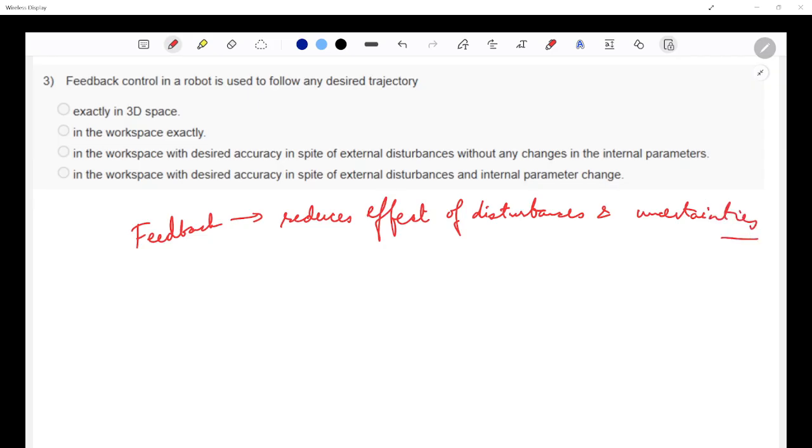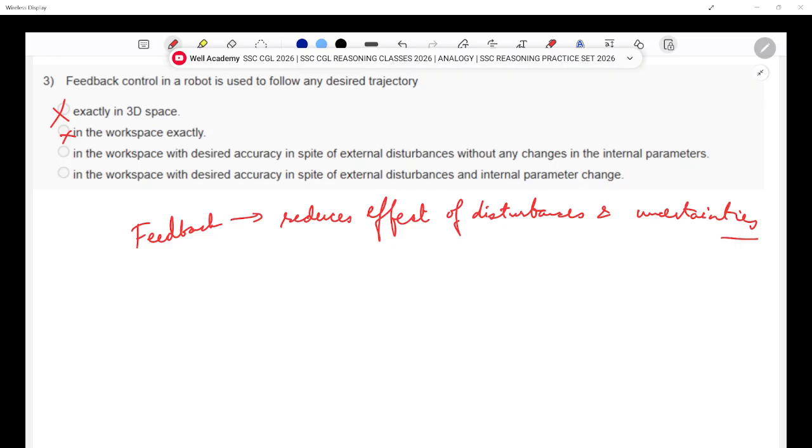Okay. So the first option is exactly in 3D space. Feedback control in a robot is used to follow any desired trajectory exactly in a 3D space. It is wrong because real systems always have noise, they have disturbances, they have modeling errors. So exact tracking is impossible. Okay. So it is never exact. The second option is in the workspace exactly. It is also wrong. Same reason. Exact tracking is unrealistic. So it is not correct. You cannot do anything exactly.